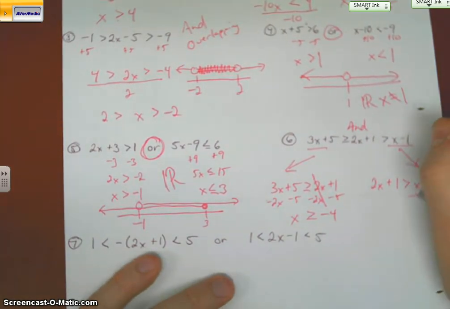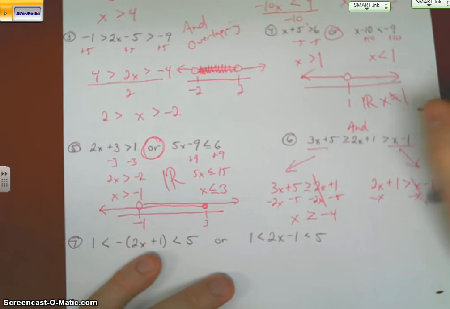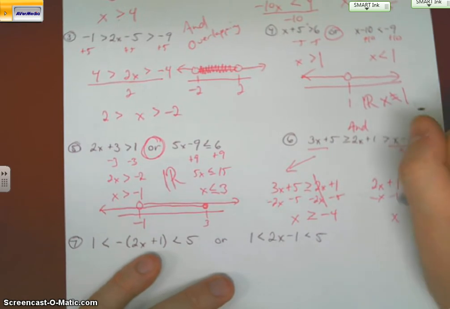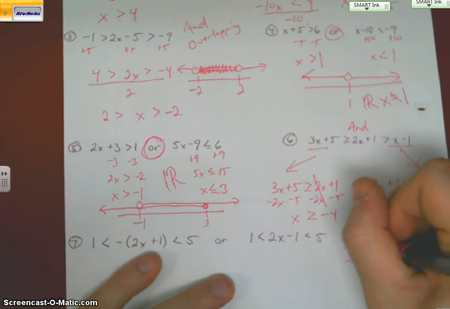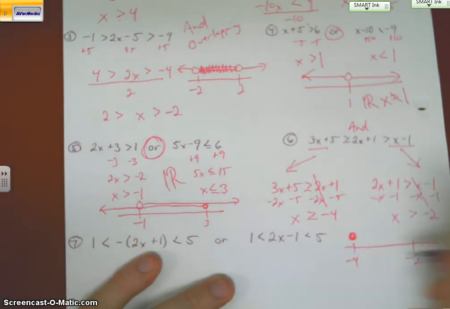Let's do the same thing over here. x is greater than negative 2. Let's graph these. Closed circle on negative 4, going to the right. Open circle on negative 2, going to the right.